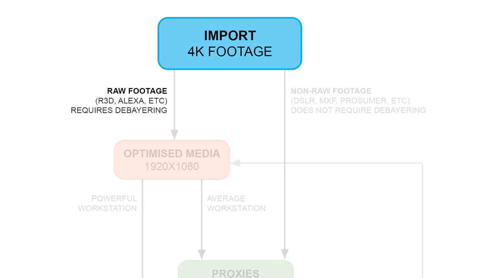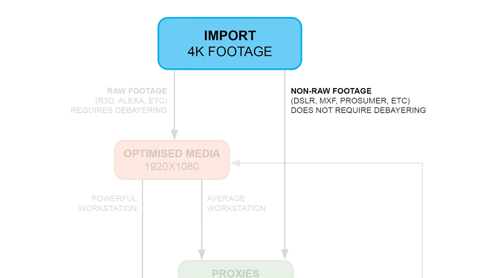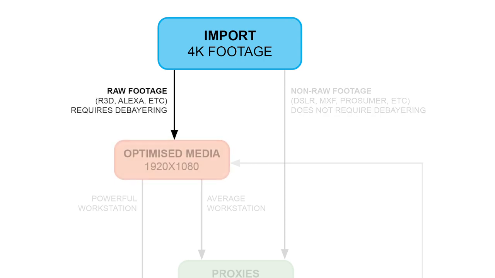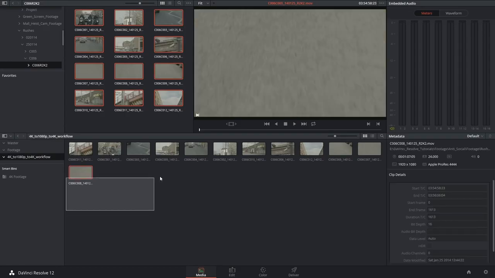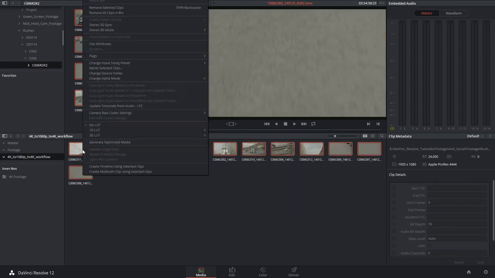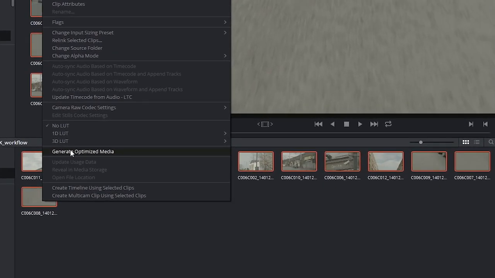Either my footage is raw and requires debayering, or it's non-raw footage. So it could be DSLR, it could be MXF, all series of prosumer cameras, Sony EX3, etc. So in my case, I now have to generate optimized media at an HD resolution. So I'm going to click and drag across my clips, right-click, and select Generate Optimized Media.